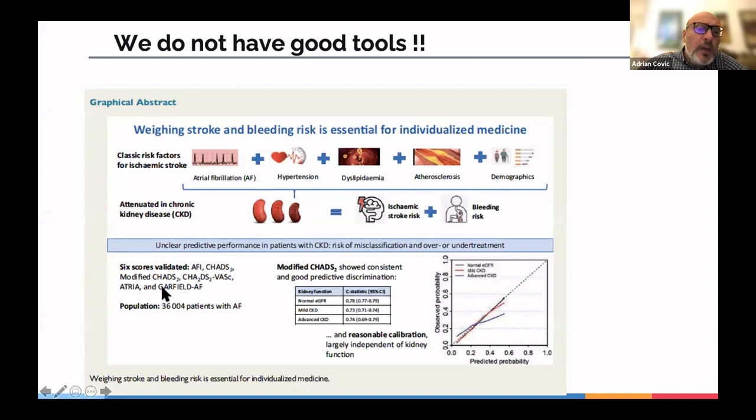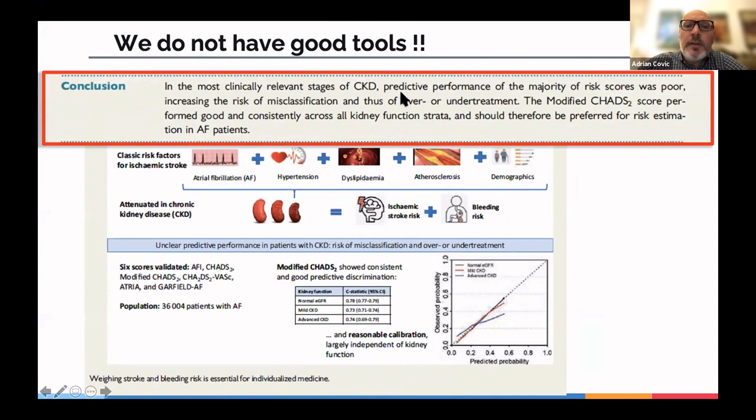They are listed here, and the population was, as I've said, a typical cardiological population, more than 36,000 patients. And in fact, what they showed is that in the most clinically relevant stages of CKD, the predictive performance of the majority of risk scores was rather poor.